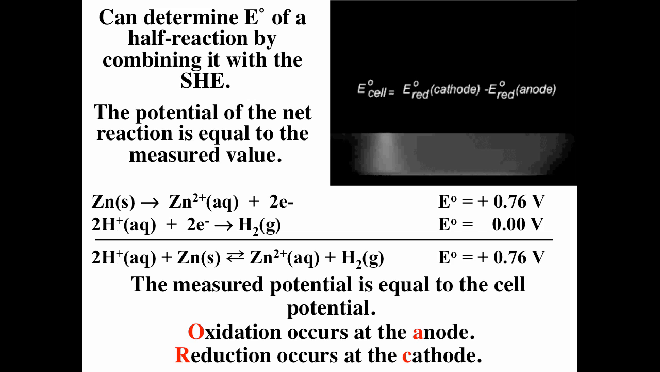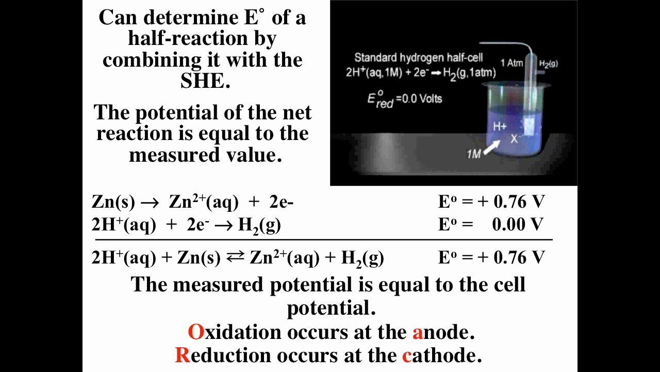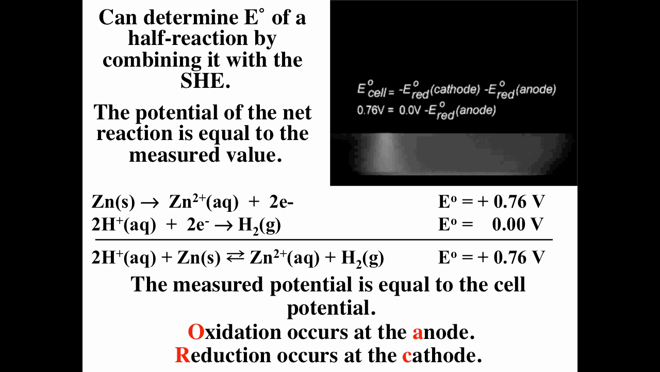We can assign half cell potentials once we settle on a reference half cell potential. That has been chosen as the hydrogen half cell, with 1 molar aqueous hydrogen ion, and 1 atmosphere pressure of hydrogen gas. For the zinc hydrogen cell, the measured standard potential is 0.76 volts, and the standard half-cell potential for the cathodic half-cell is defined as 0. Thus, the standard half-cell potential for the anodic half-cell is minus 0.76 volts.